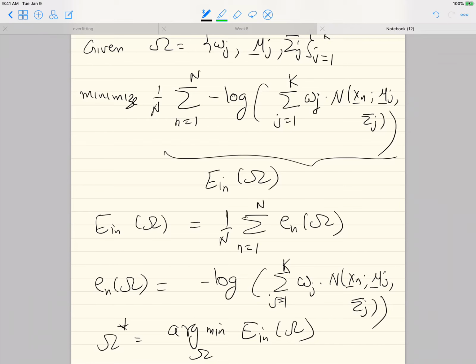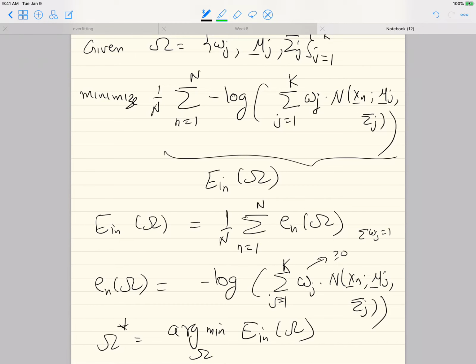There is one catch, however. This is not that straightforward. Can anyone tell me why gradient descent is not that straightforward here? What would be some issues you would have if you do straightforward gradient descent? Yeah? This is a constraint minimization problem. One constraint is that the Wj's are all positive. They have to add up to 1. So this is not a simple unconstrained optimization problem.